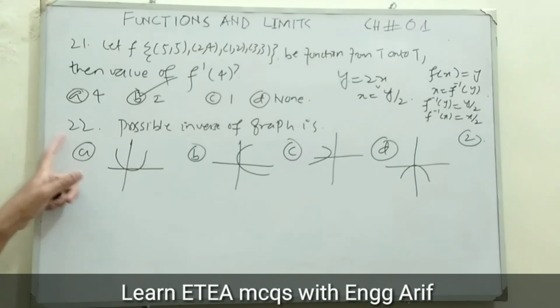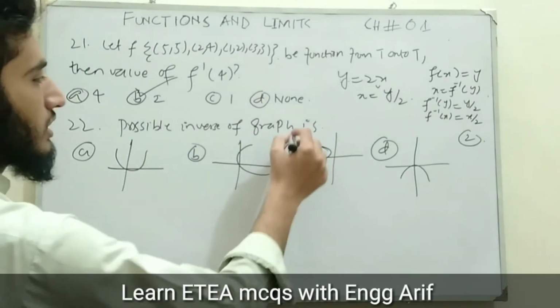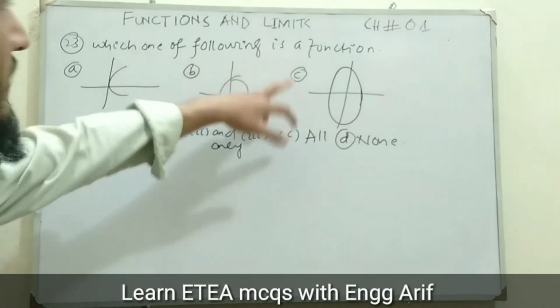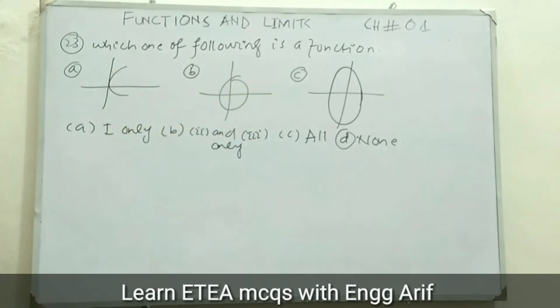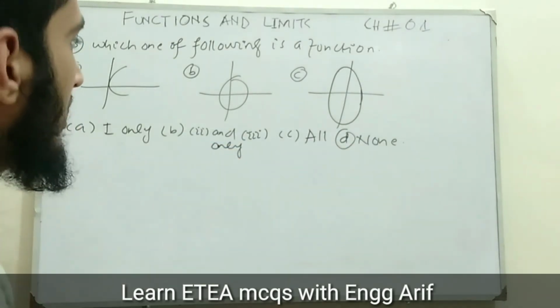Move to MCQ number 22. Possible inverse of the graph will be. So the correct option in MCQ number 22 is option number C. Now move to MCQ number 23. It tells that which one of the following is a function. We have A, B, C, three geometries given, and that tells that either 1 only, 2 and 3 only, or all, or D none.